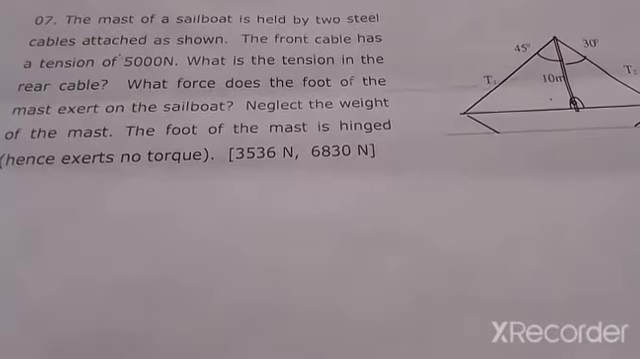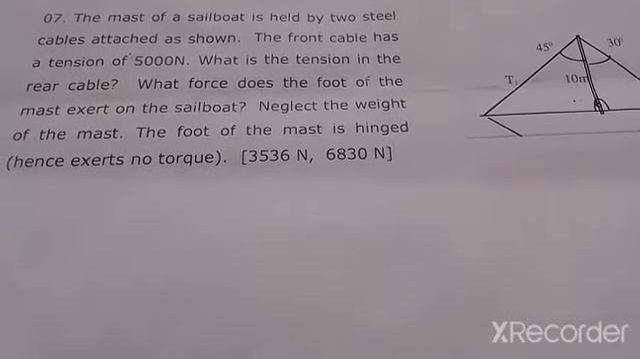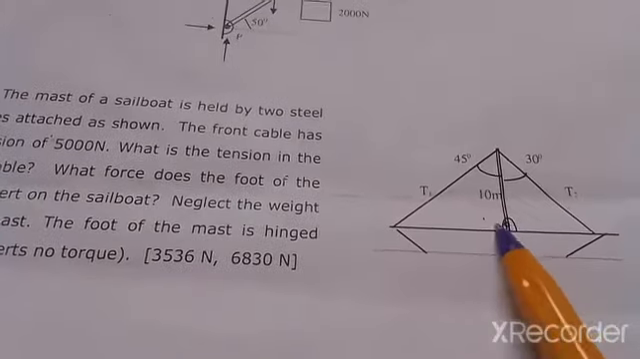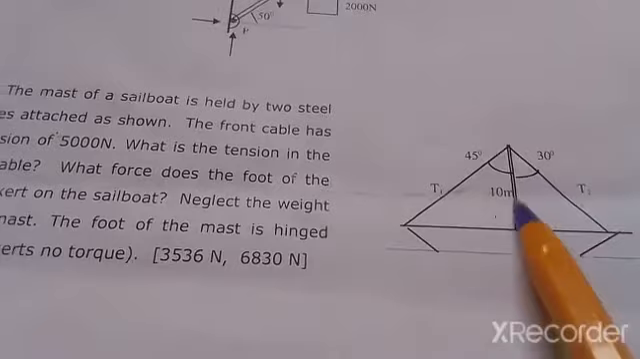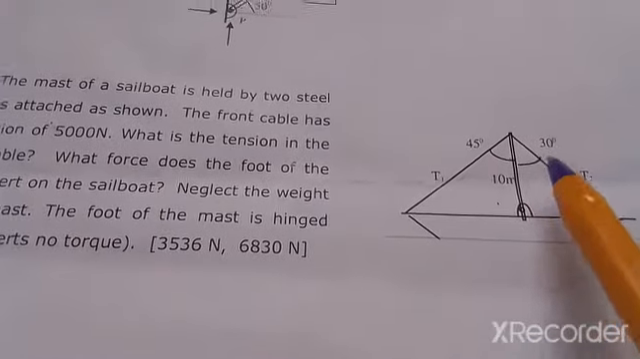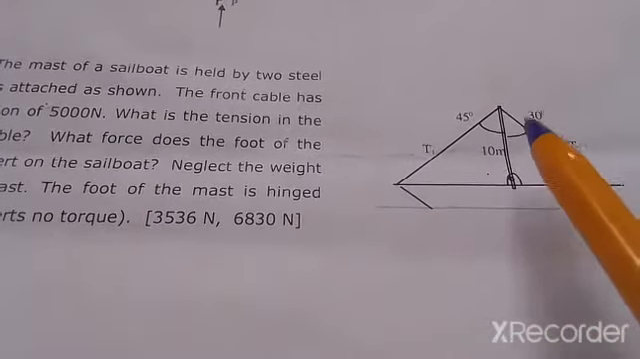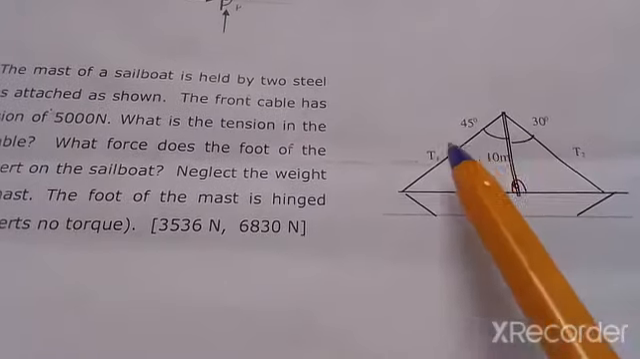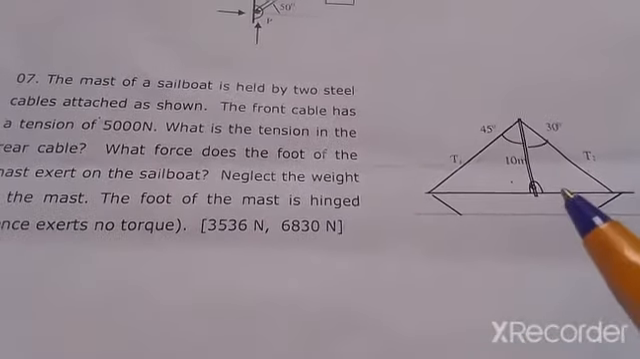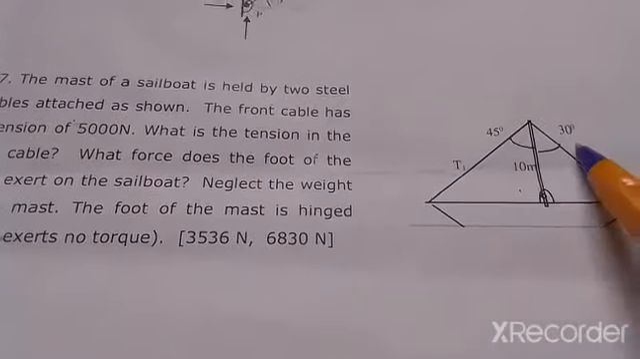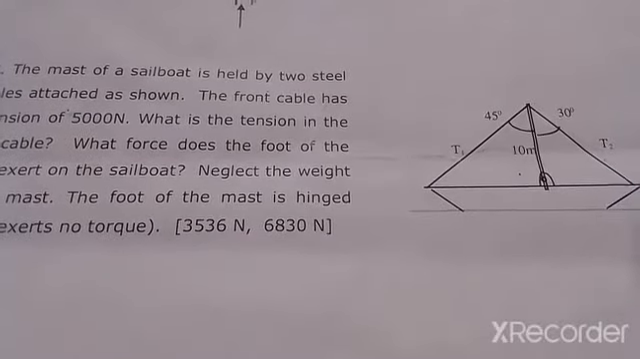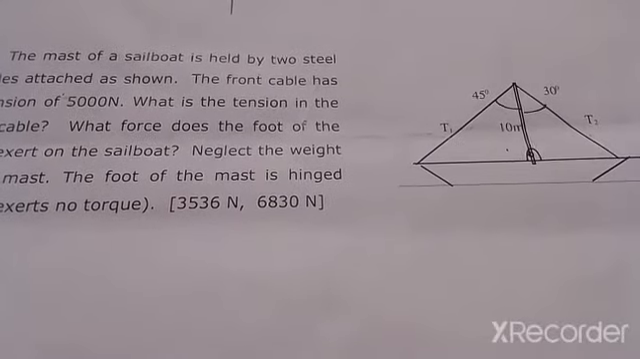Okay. Hence, it exerts no torque. So there's a hinge here. It's hinged, and we have that. So we've got two tensions, the front and the rear. We've been given the tension in the front cable, which is T2, and that is 5,000 newtons.